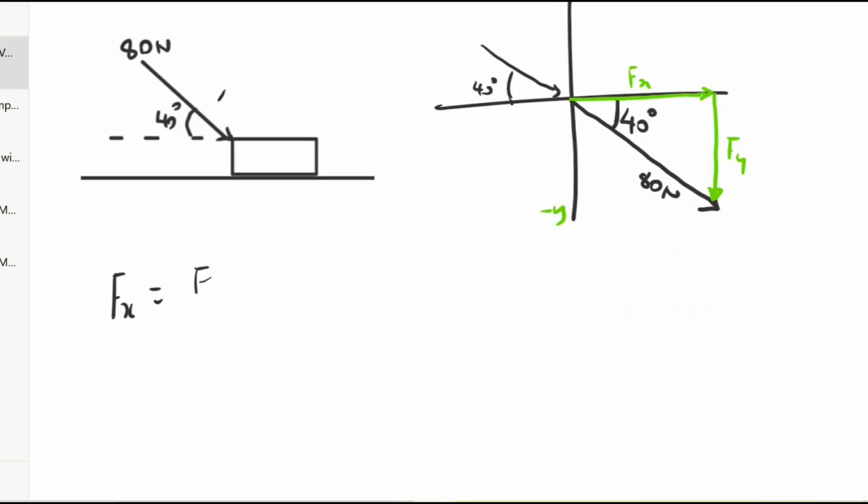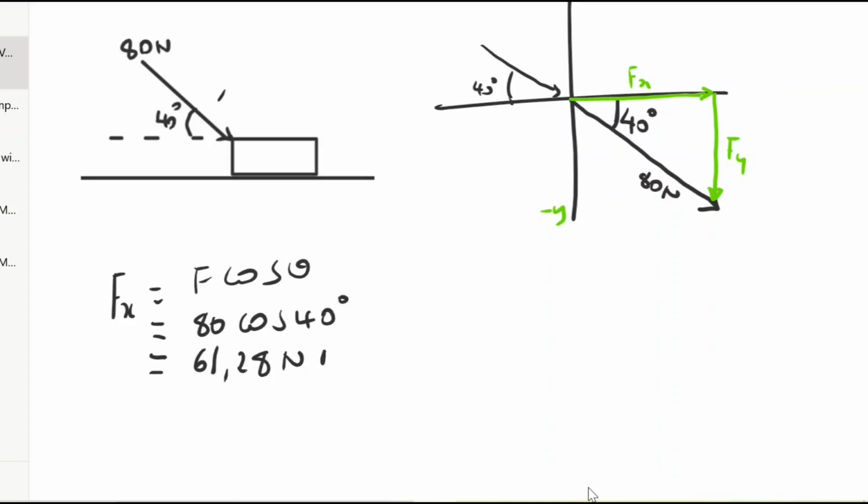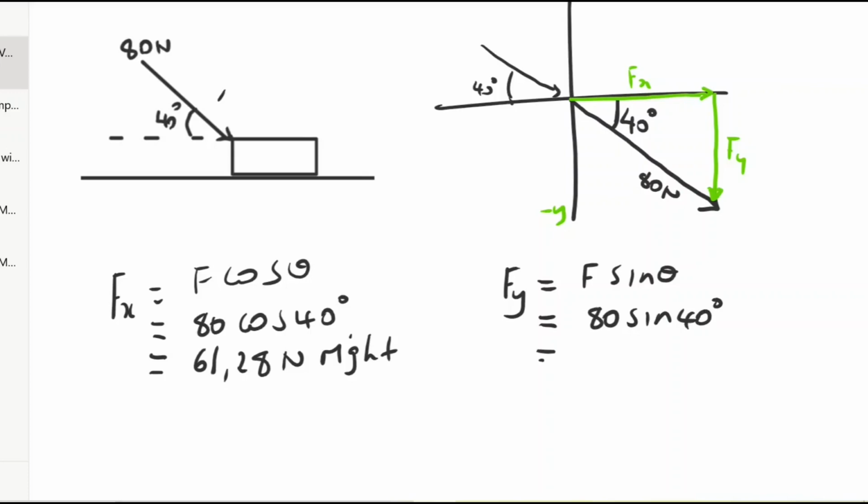Fx is equal to F cos theta. This is equal to 80 cos 40 degrees. And this is equal to 61,28 newtons. The direction is right. Fy is equal to F sine theta. This is equal to 80 times sine of 40 degrees. Now this is 51,42 newtons down.